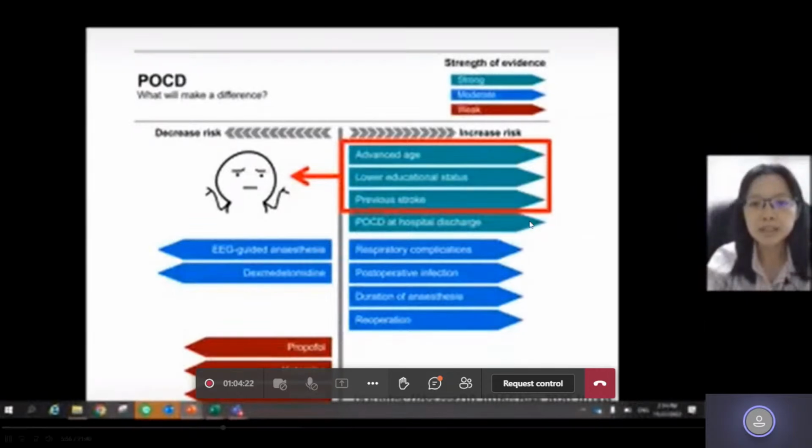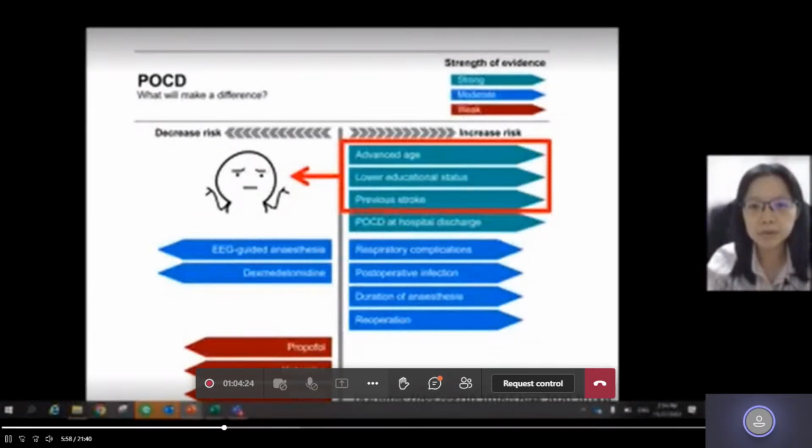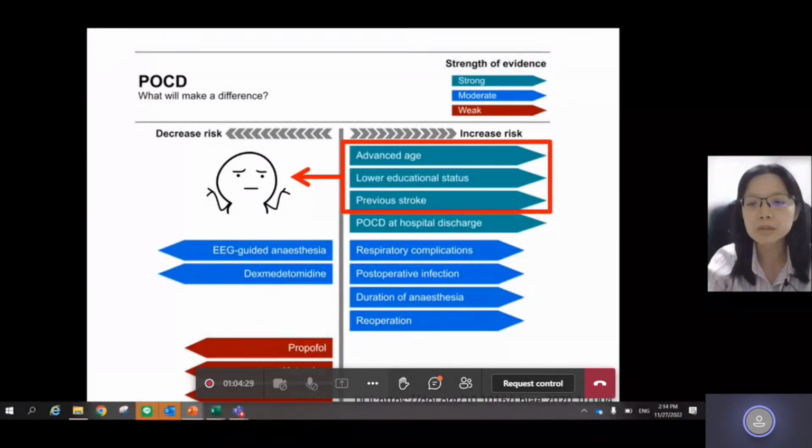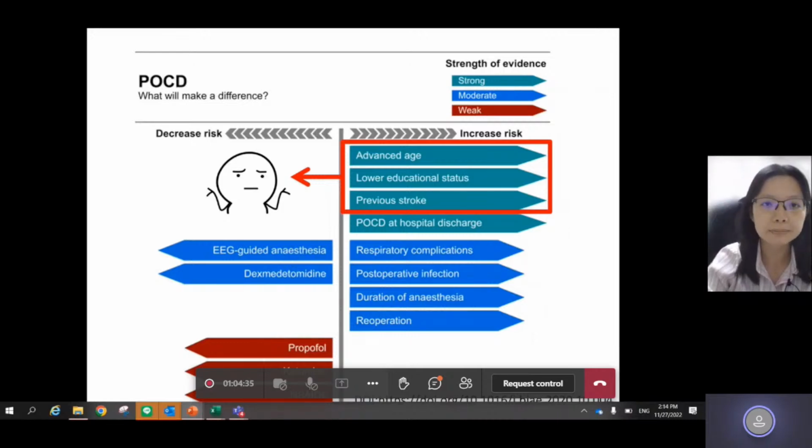All other risk factors are not well established, because some of the studies are too small, and some have controversial results in different studies. Here we are going to talk about these factors one by one.